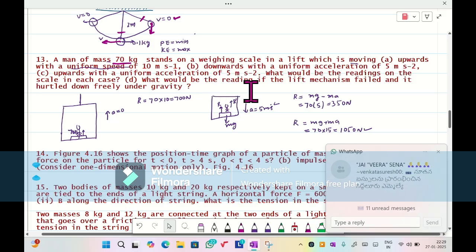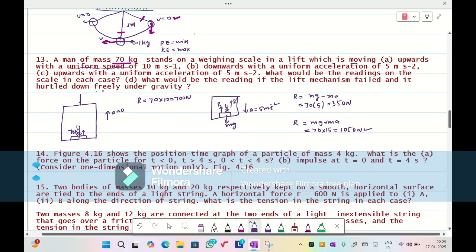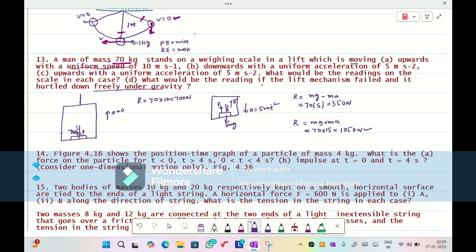What would be the reading if the lift mechanism failed and it hurtled down freely under gravity? Here the lift is going down freely, so what would be the reading? The weighing machine shows zero weight, therefore the normal reaction R equals mg minus mg, that is, 0.